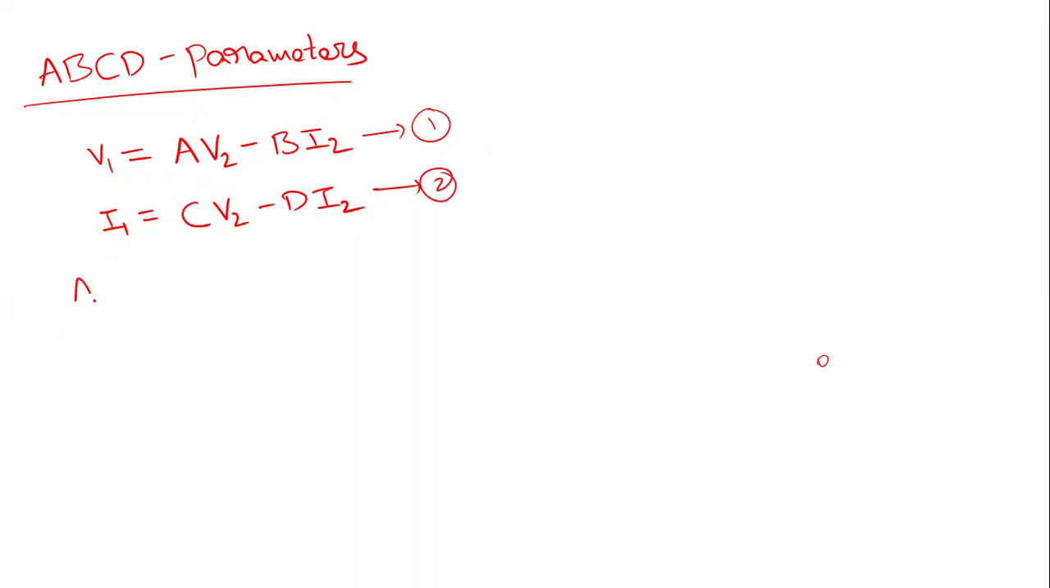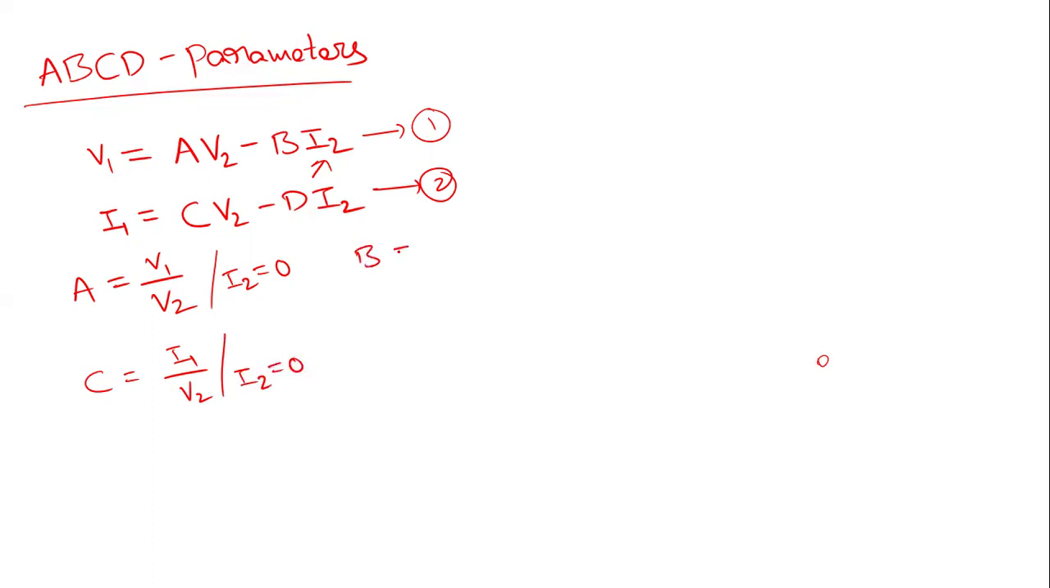Now the individual ABCD parameters can be obtained. If we make I2 as 0, we can get A and C. What is A? This is V1 by V2 with I2 0. Similarly, what is C? I1 by V2 with I2 0.